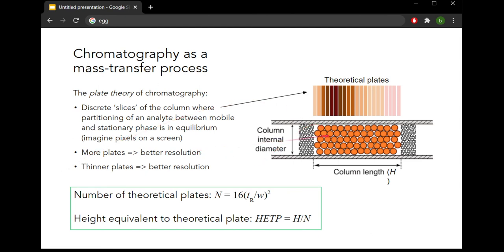Just to recap, our mobile phase is going this way through the column, and it's dragging our analytes along with it. But some analytes are interacting with the packing material. They get adsorbed onto the surface of the packing material, the stationary phase, and they take longer to come out of the column, or elute. So that's what we mean when we say elution or separation of different analytes in the column.